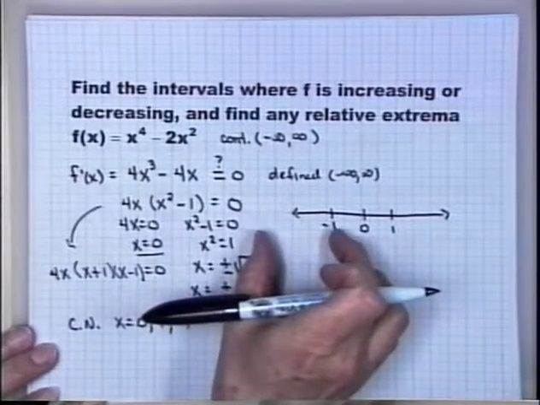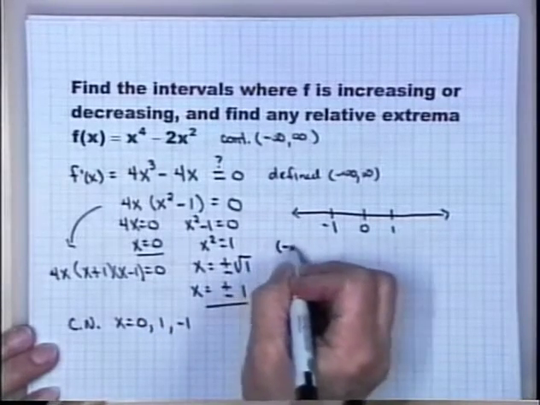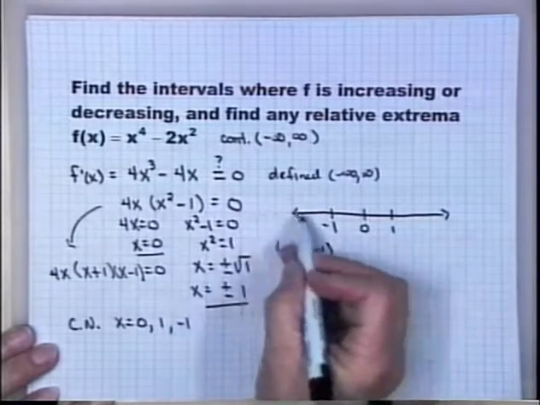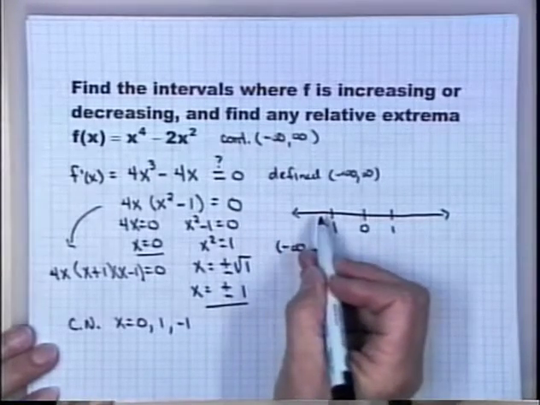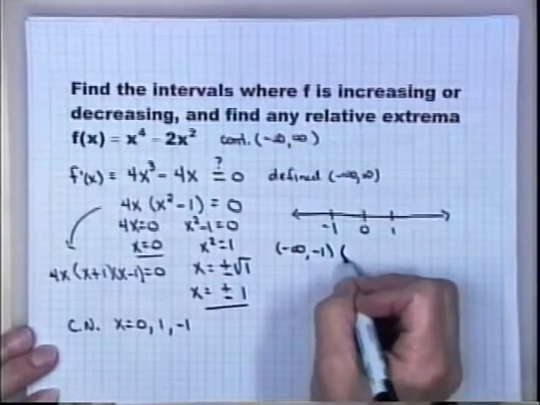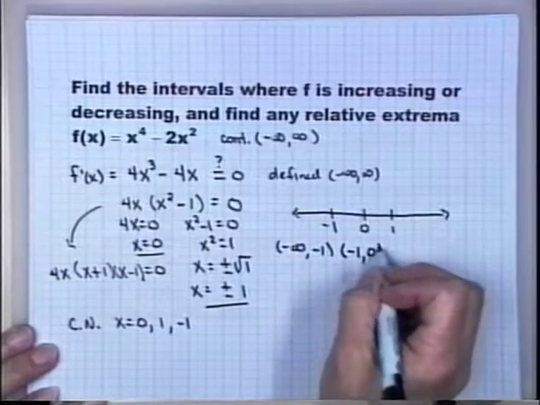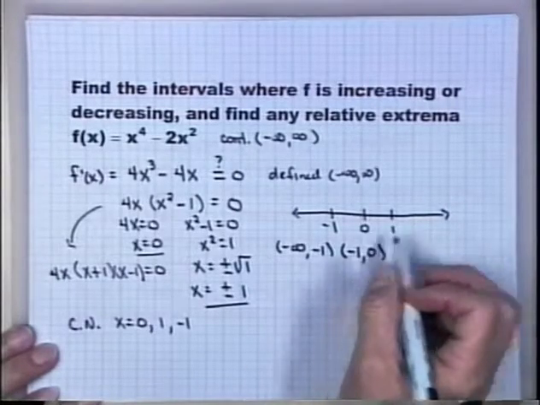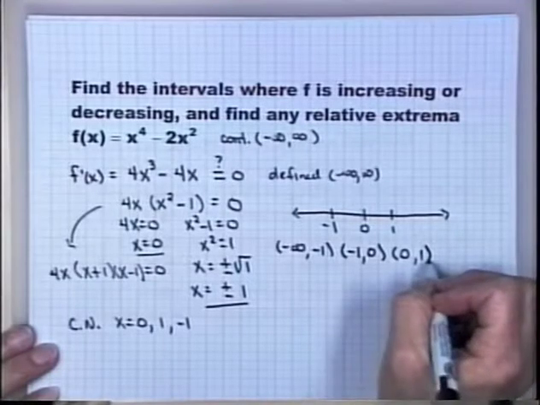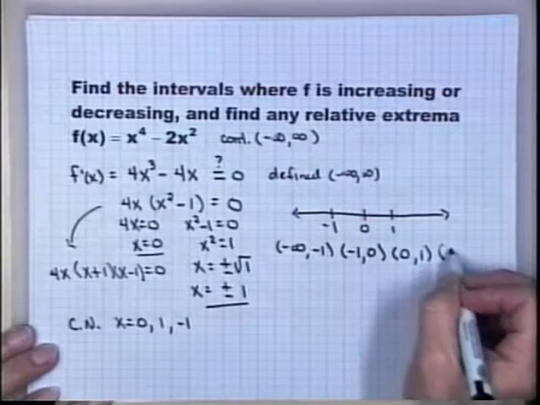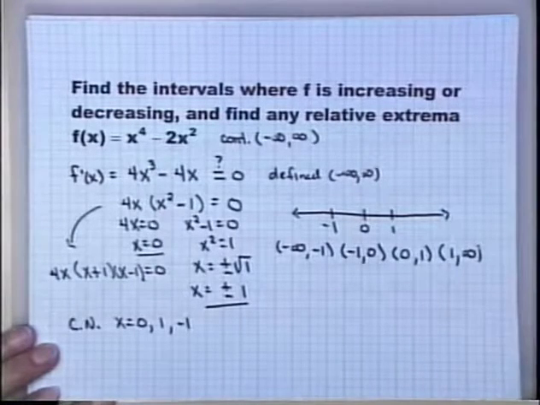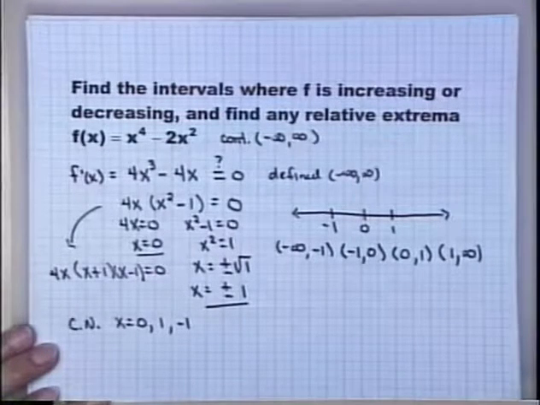The first one will extend from negative infinity to negative 1. So all of this left-hand side of my number line is one interval. Then we will have another interval between the critical numbers negative 1 and 0. So I'll have this interval. I'll have another interval between the critical numbers 0 and 1. And then finally, I'll have another interval from 1 to infinity because there's not any other critical numbers.